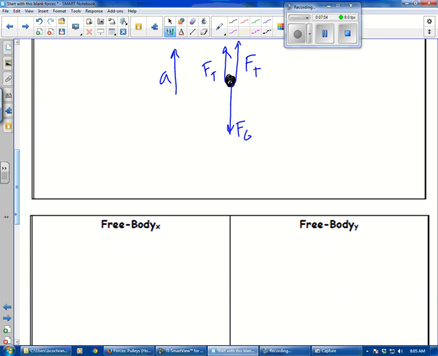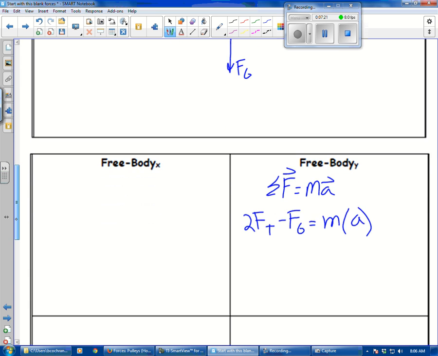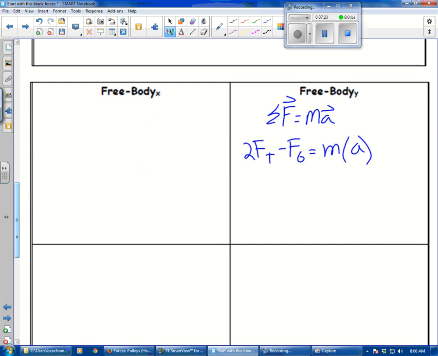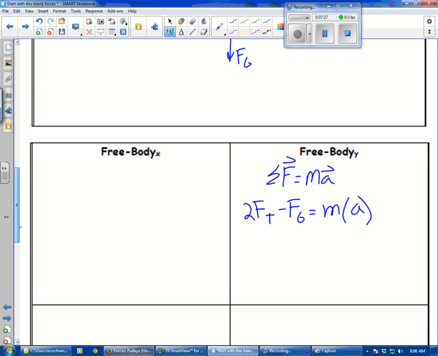So, using our one equation, I get 2 F_T minus F_g equals m times the positive A. Right? Now I look and see, what do they tell me?